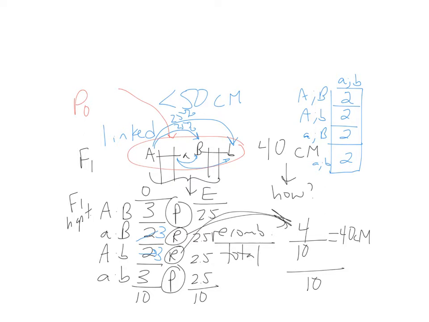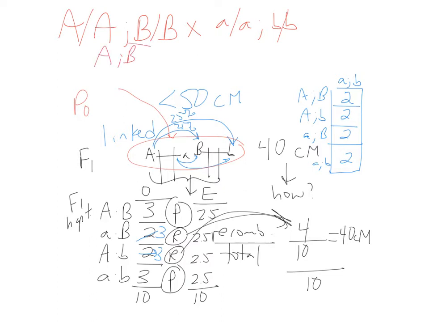So what are the parental types? Big A with big B. So that means one of the parents had to be homozygous for those alleles. And the other parental type was little a's with little b's. So that had to be the other parent genotype. That's the only way you get gametes from the parents that have those parental type haplotypes.